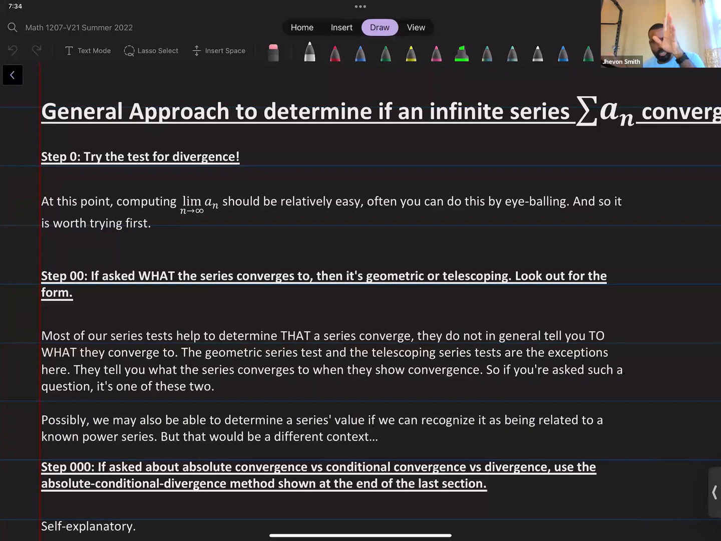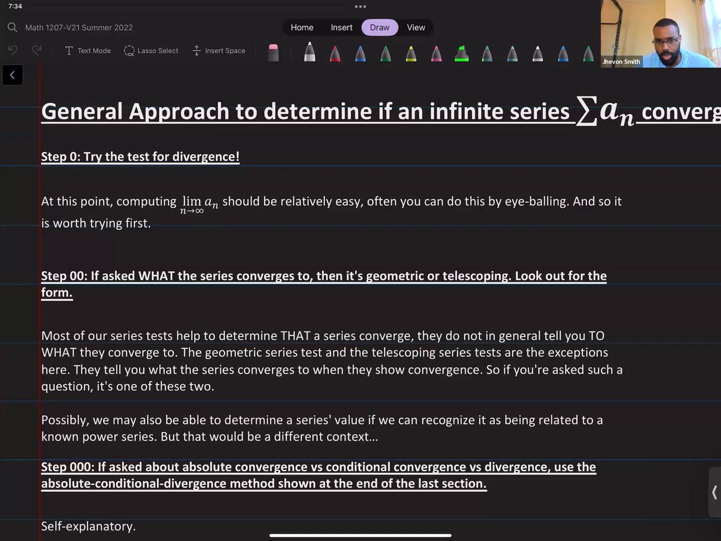So I give you a random series, and your goal is to determine whether or not it converges. Where do you start? Well, you always start with test 0, the test for divergence, right? At this point, computing a limit should be relatively easy. A lot of times you'll be able to do it just by eyeballing. You'll actually know the answer before you even start. So the test for divergence is something you would try first.